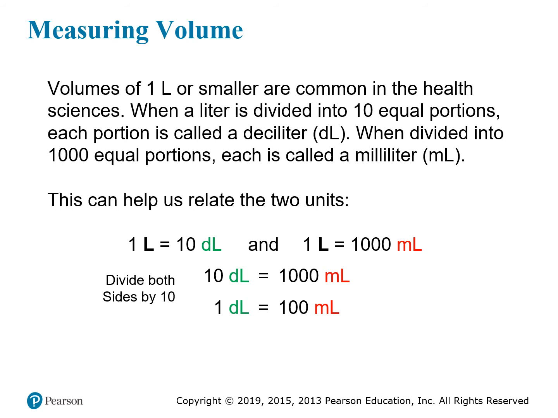In health sciences, you'll frequently need to measure volumes of 1 liter or smaller. A tenth of a liter is a deciliter, abbreviated small d, capital L. A thousandth of a liter is a milliliter, abbreviated small m, capital L. Understanding these prefixes can help us relate deciliters to milliliters by using the base unit as a connection. 1 liter equals 10 deciliters, but 1 liter also equals 1,000 milliliters. This means that 10 deciliters must equal 1,000 milliliters. We can further simplify that relationship by dividing both sides by 10 to get 1 deciliter equals 100 milliliters.